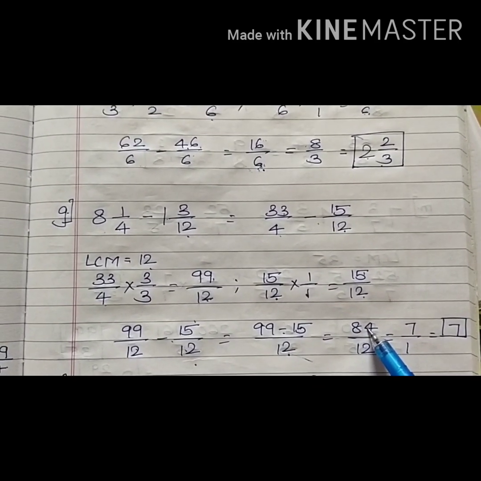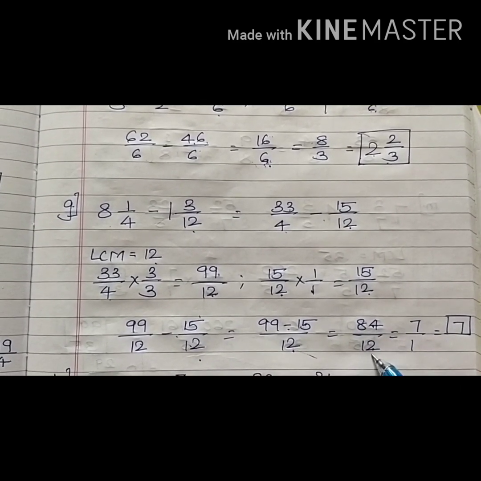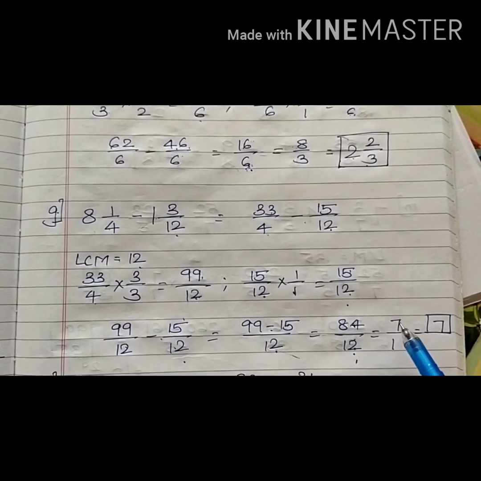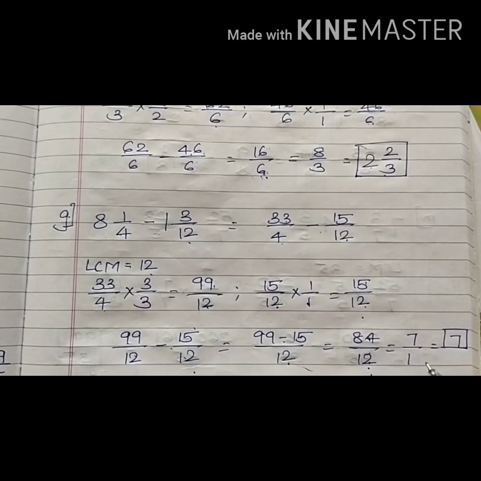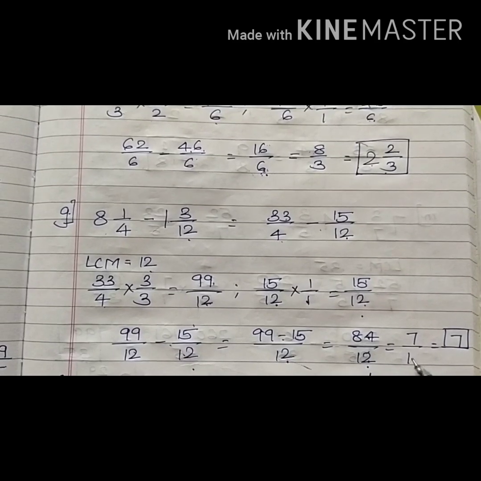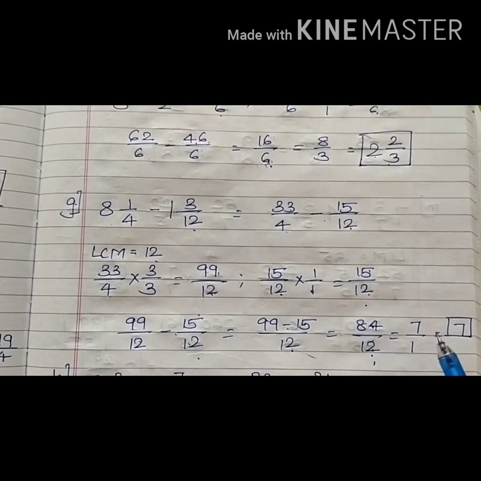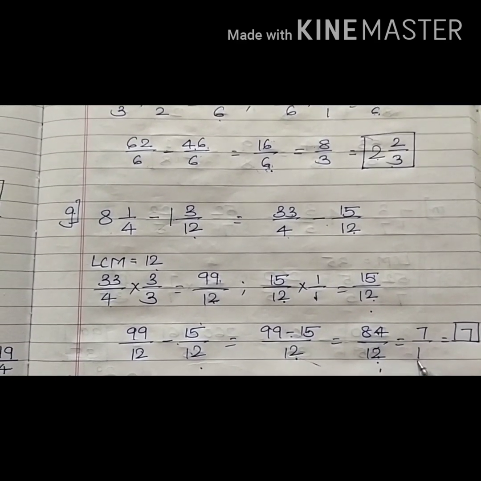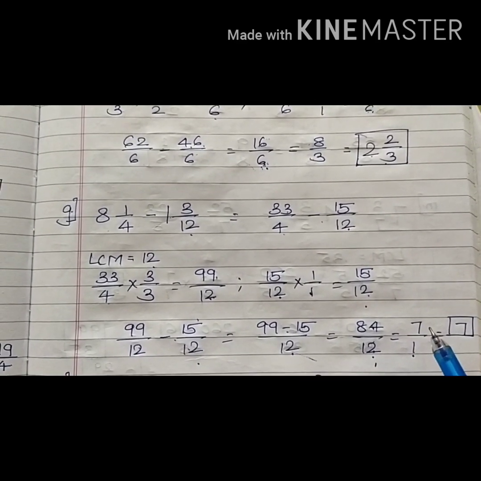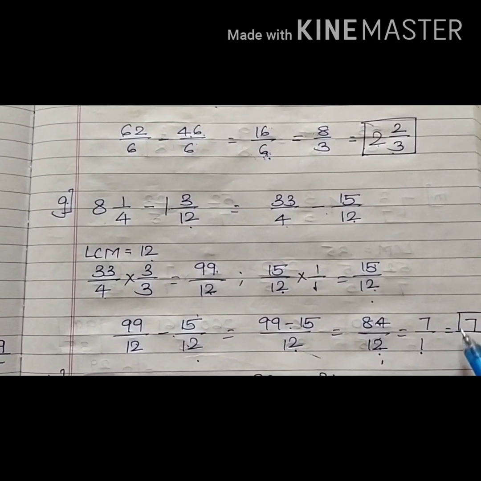Now I can easily reduce it because 84 is a multiple of 12. So 12 ones are 12 and 12 sevens are 84. I get the answer as 7 upon 1. Now children, please note in this sum, whenever you have 1 as the denominator, the fraction is considered to be a whole. So here this fraction is not an improper fraction. It makes the answer a whole. So 7 is a single digit which is a whole number, and the answer is 7.